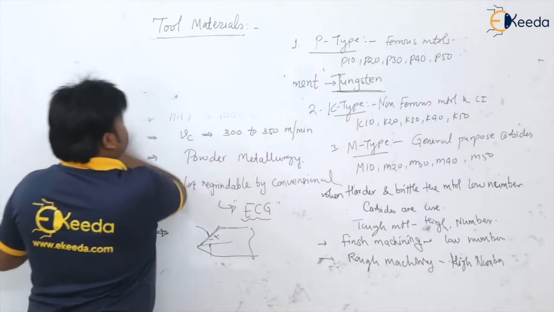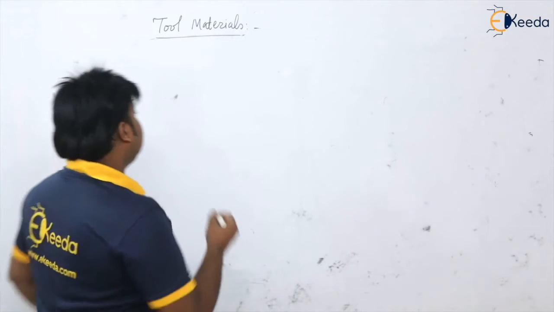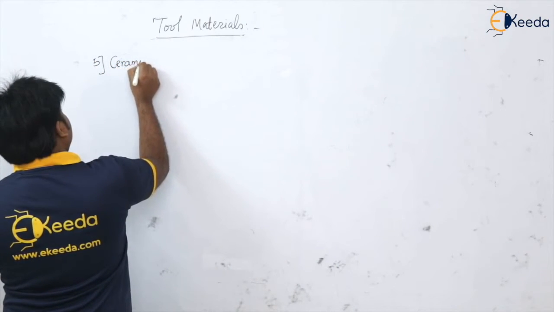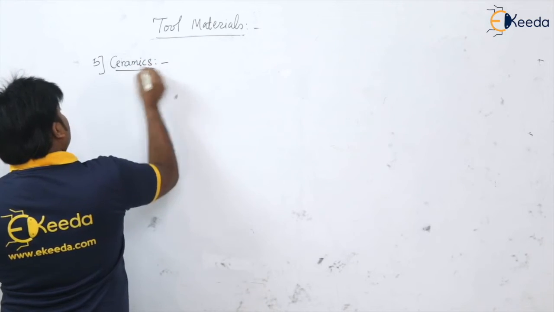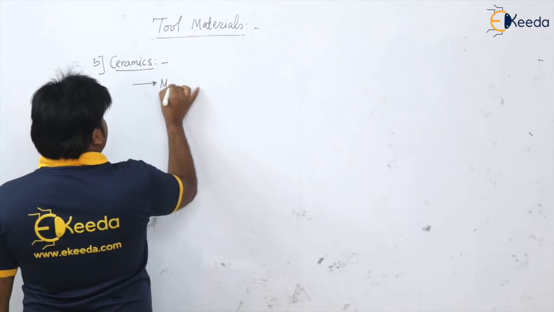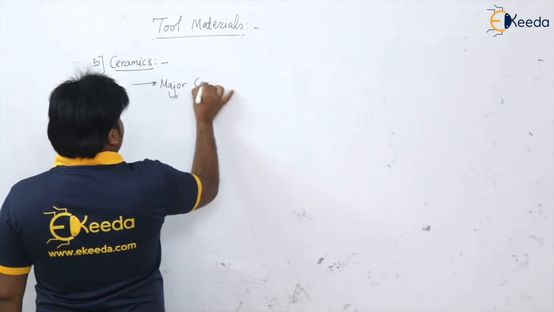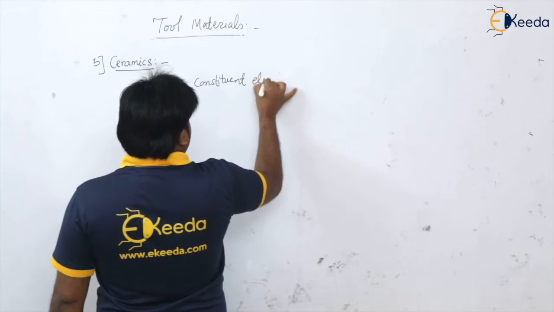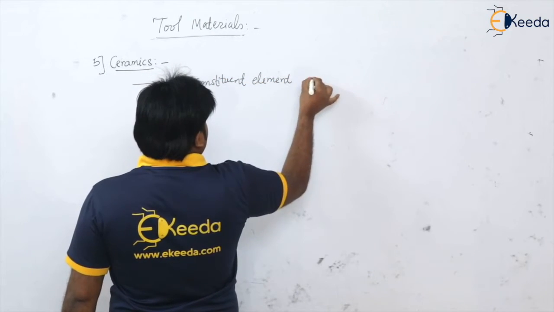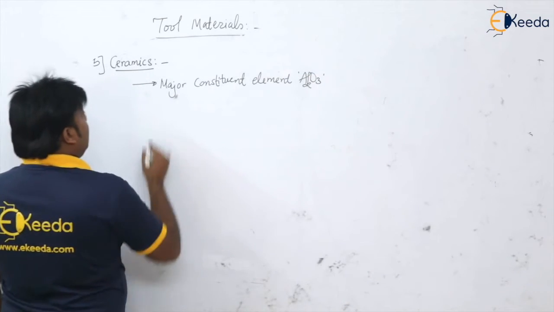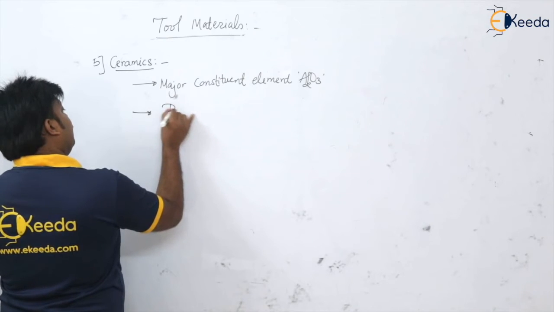After carbides we are having the ceramics. So for ceramics, the major constituent element we are having is Al2O3, aluminum oxide, isn't it? And it is made by powder metallurgy.